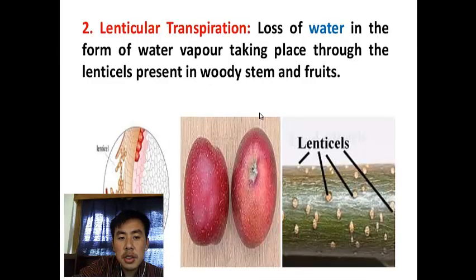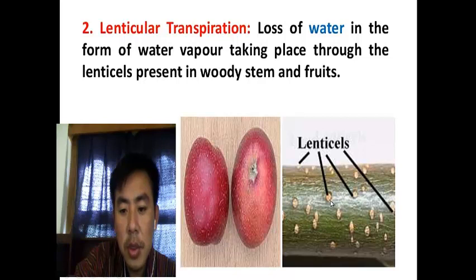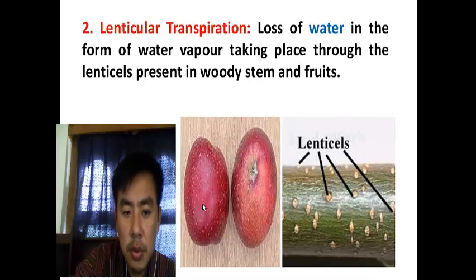Next type of transpiration is the lenticular transpiration. So firstly, let's talk about what actually is lenticel. So this lenticel is a small opening, especially on the old stems, woody stems or fruits. So the loss of water in the form of water vapor taking place through the lenticels or through the pores of the fruits, that is called lenticular transpiration.